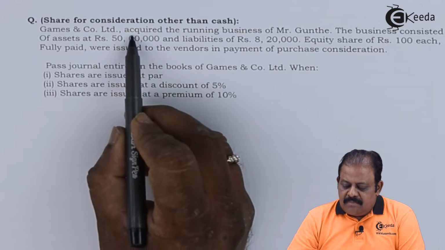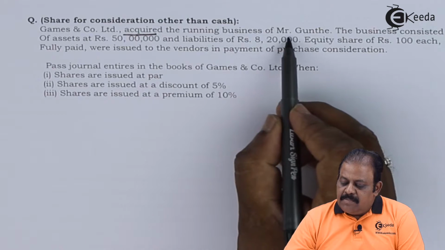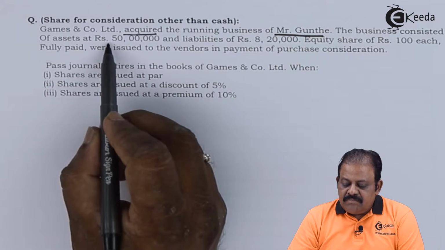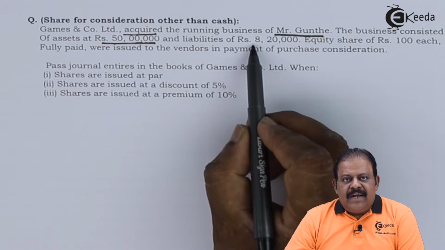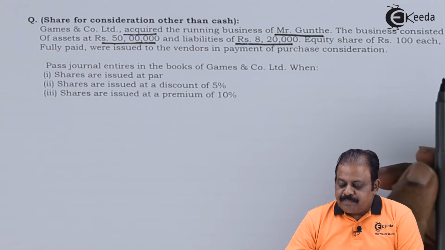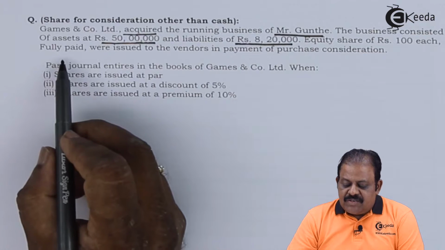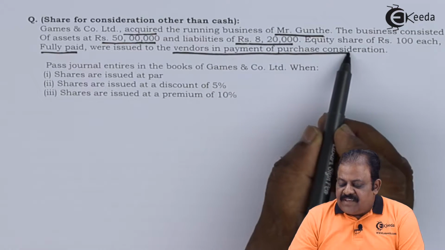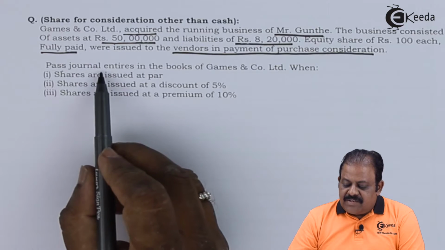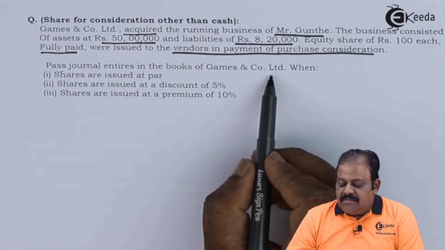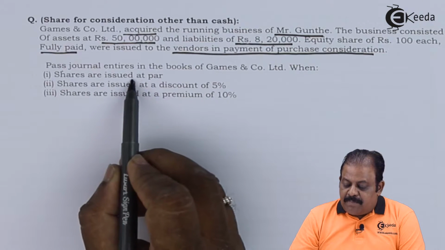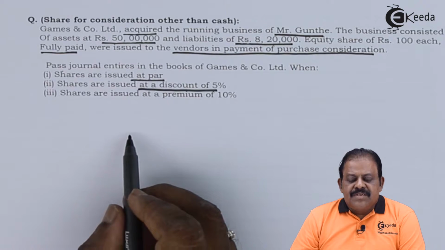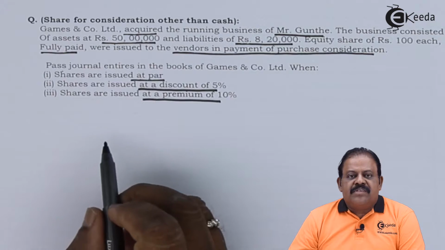Games and Company Limited acquired the running business of Mr. Gunthe. The business consisted of assets of 50 lakhs and liabilities of 8,20,000. Equity shares of rupees 100 each, fully paid, were issued to the vendors in payment of purchase consideration. Pass journal entries in the books of Games and Company when shares are issued at par, shares are issued at discount of 5%, shares are issued at premium of 10%.